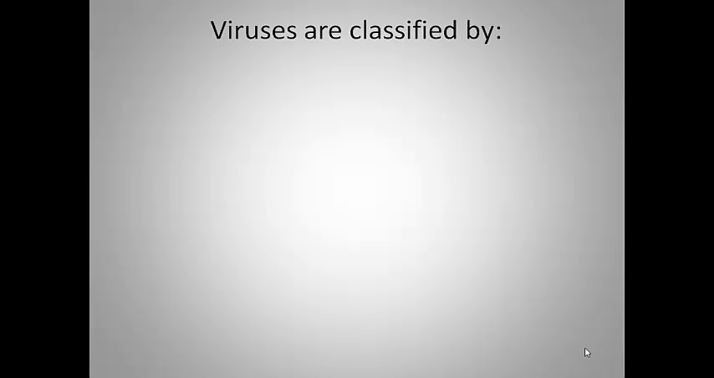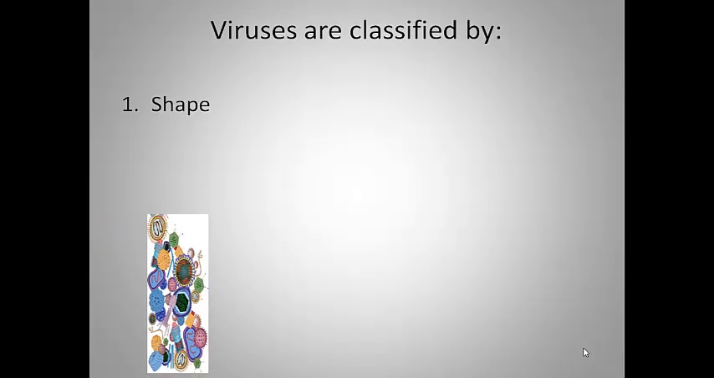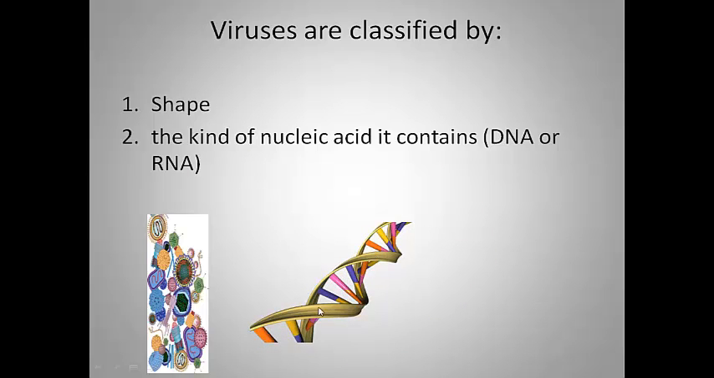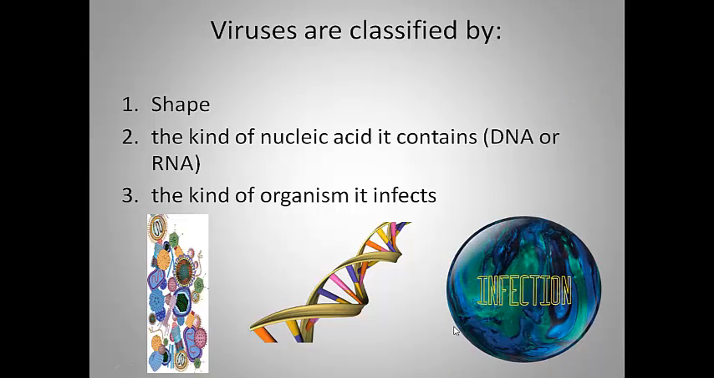Viruses are classified by their shape, number one. Number two, they're classified by the kind of nucleic acid it contains, the DNA or RNA, which basically is the instructions the virus has when spreading. And then finally, number three, the kind of organism it infects. Does it infect a human or a person? Does it infect a different animal like a cat or a dog or a horse or a cow? Or maybe a plant. Maybe it's a certain type of corn or a certain species of tree that it infects. So these are the way that scientists group or classify viruses.